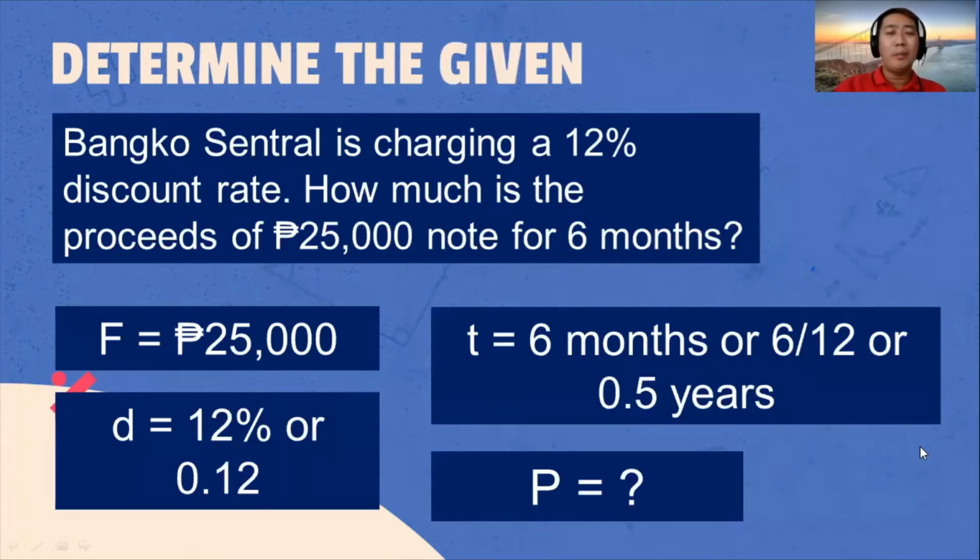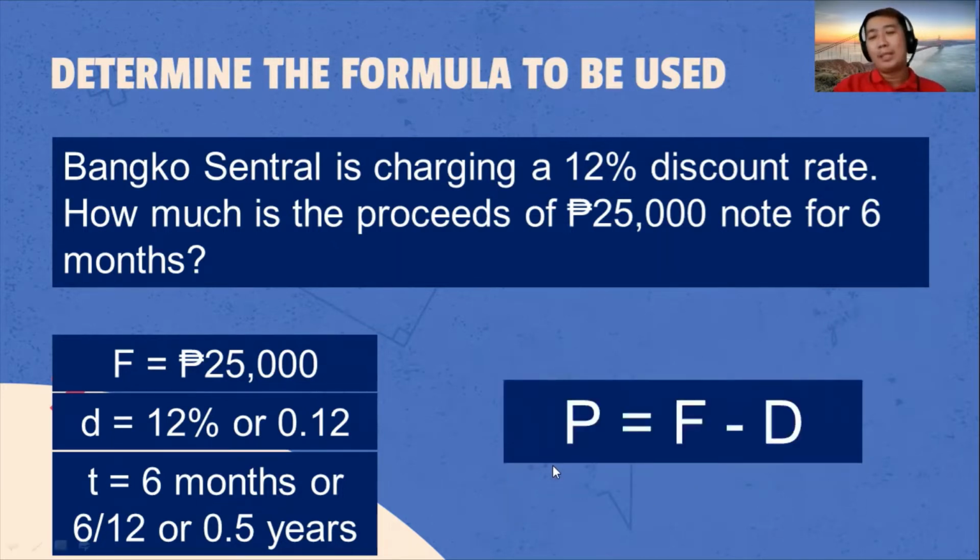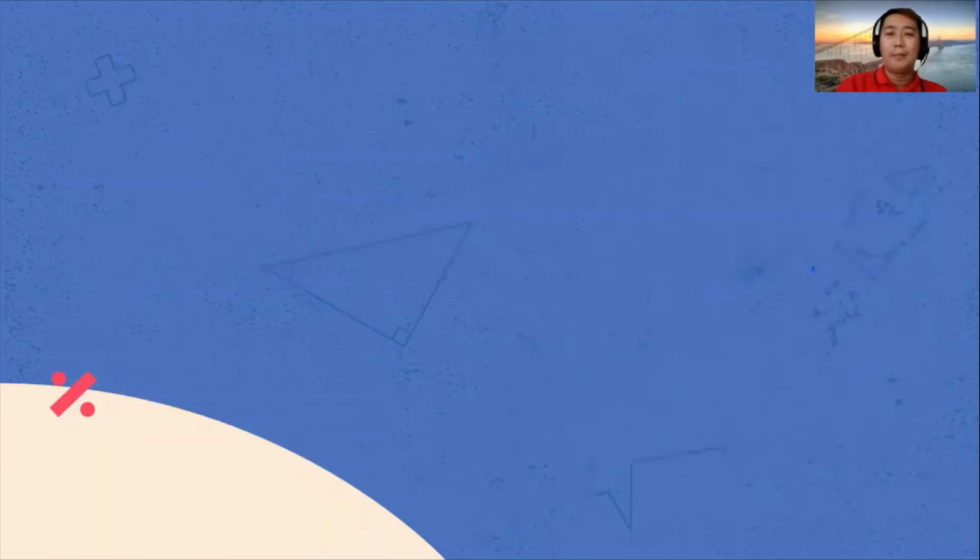Okay, since we determined the given, we can now determine the formula to be used in solving for the proceeds of a bank discount. For the meantime, let's try to use this formula: proceeds is equal to the maturity value minus the bank discount. But in this problem, the bank discount is not yet given. That's why we need to solve it first, then we can subtract it from the maturity value.